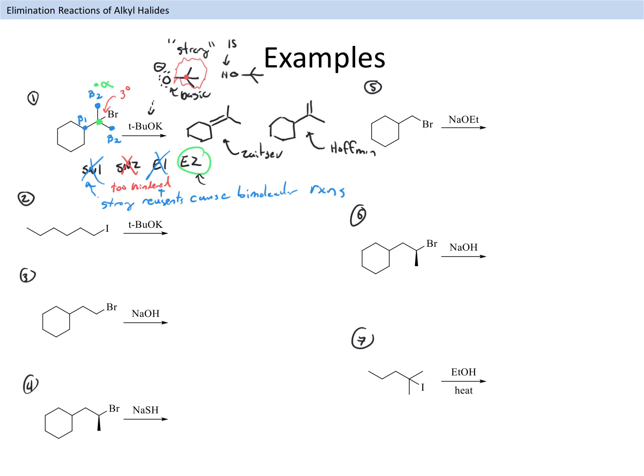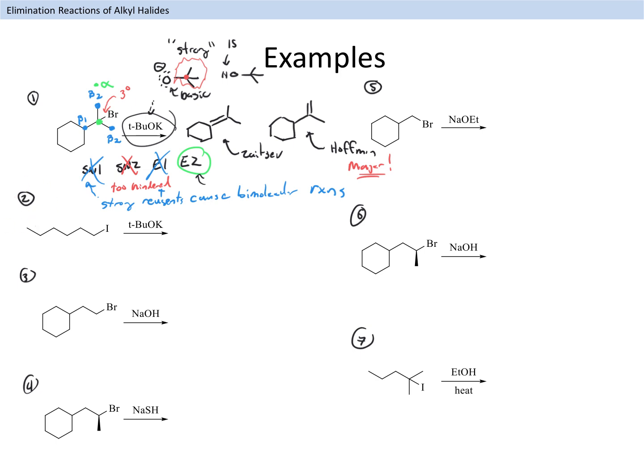Specifically, while the Zaitsev product is usually the favored major product, when a very bulky base like tert butoxide is used, it is possible to form the Hofmann product as the major regioisomer. The reason is not difficult to understand, if you consider that the steric hindrance around the base causes it to be more selective to react with the least hindered part of the substrate. Let's move on to the second example.